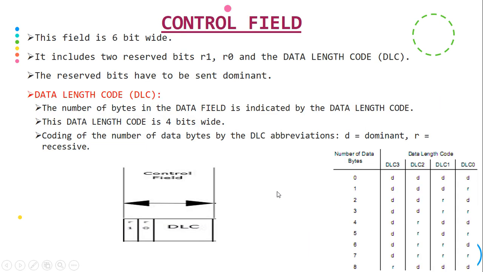Coming to the next field called as control field. The control field is 6-bit wide, and the first 2 bits called as R1, R2 are reserved, and the next field is called as data length code.